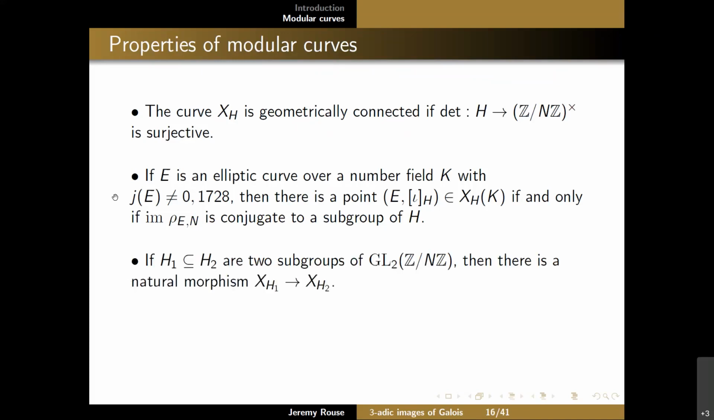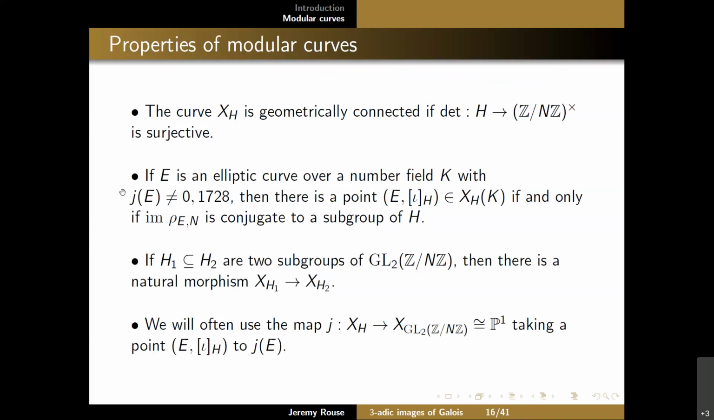So if you have two subgroups of GL2(Z/NZ), there's a natural morphism from X_H1 to X_H2. And we'll often use the map that goes from a subgroup H to the whole group. The modular curve for the whole group is P1, and that map will take an elliptic curve to its J invariant.